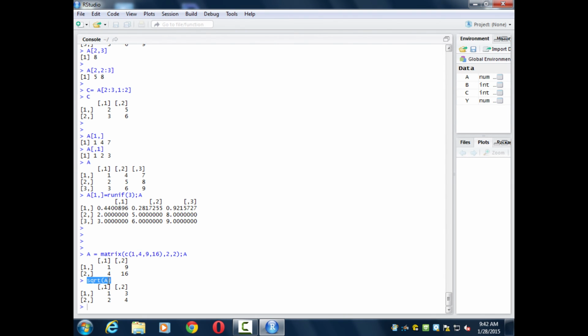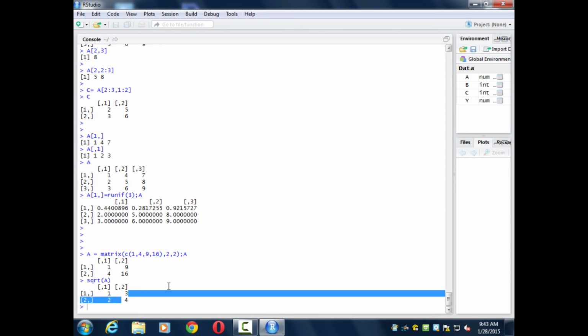So it's taking the square root of 1, square root of 9. Square root of 1 is 1, square root of 9 is 3, square root of 4 on the entry 2, 1 is 2, and the square root of 16 is 4. So by default, the standard operations are operations that take action on every element of the matrix, right?